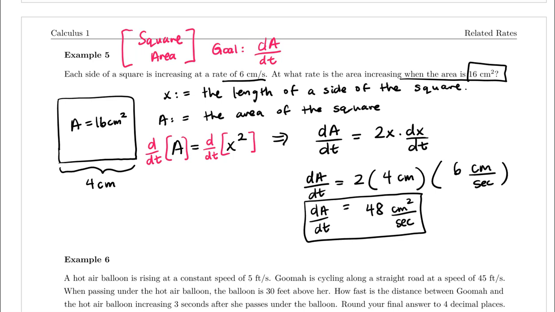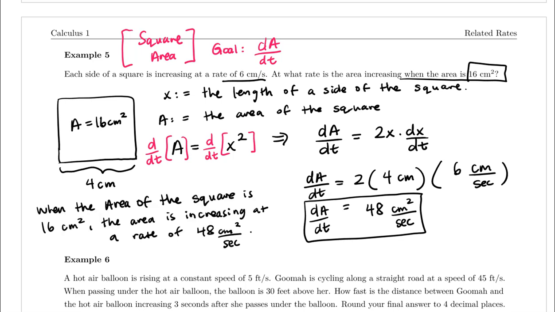Let's write an interpretation of this. So when the area of the square is 16 centimeters squared, the area is increasing at a rate of 48 square centimeters per second. That concludes example 5. Let's move on to the next one.